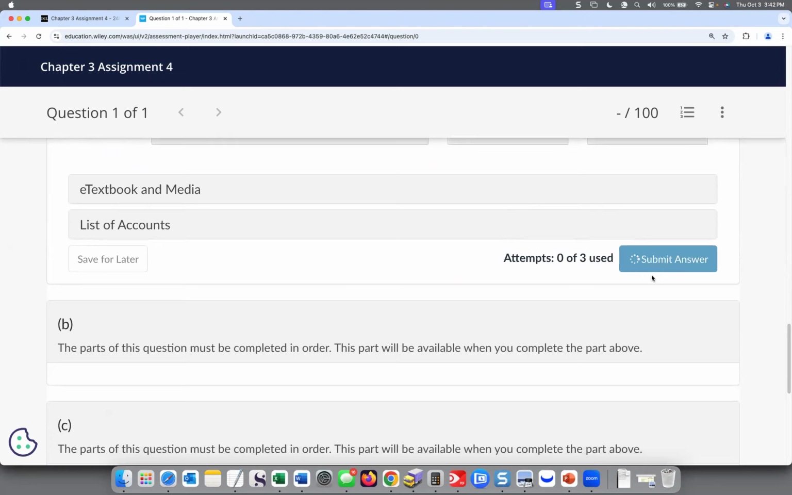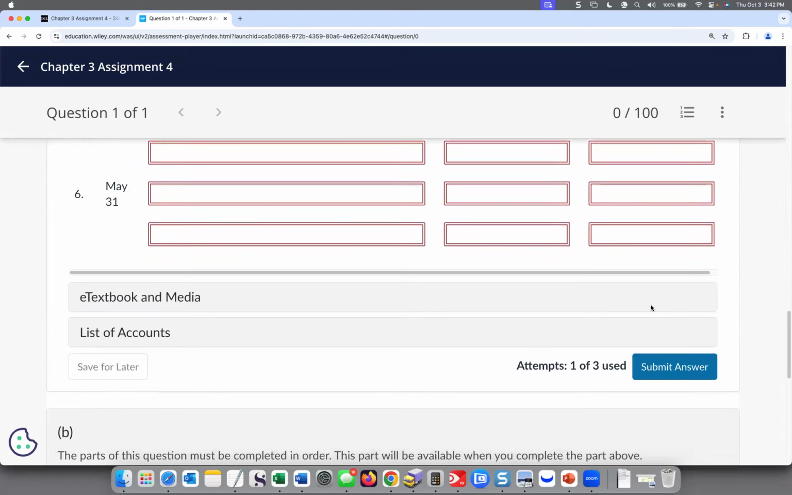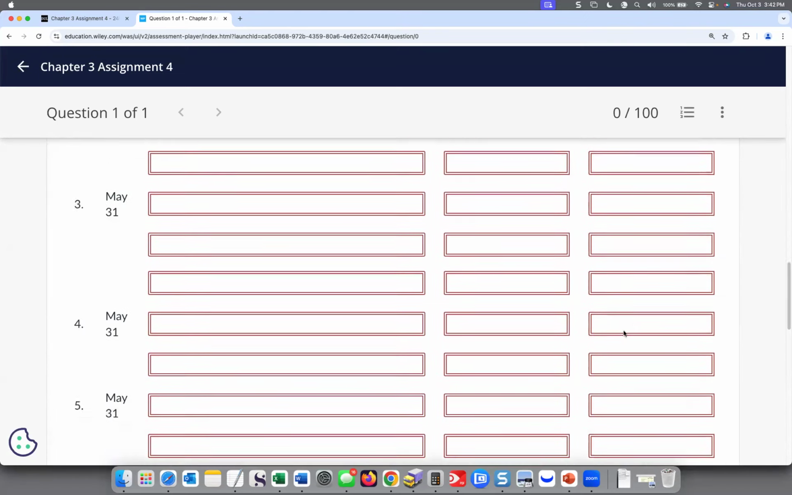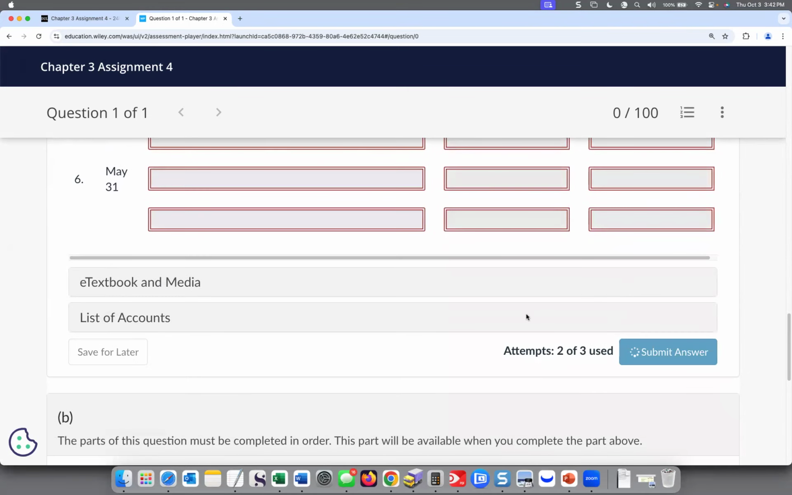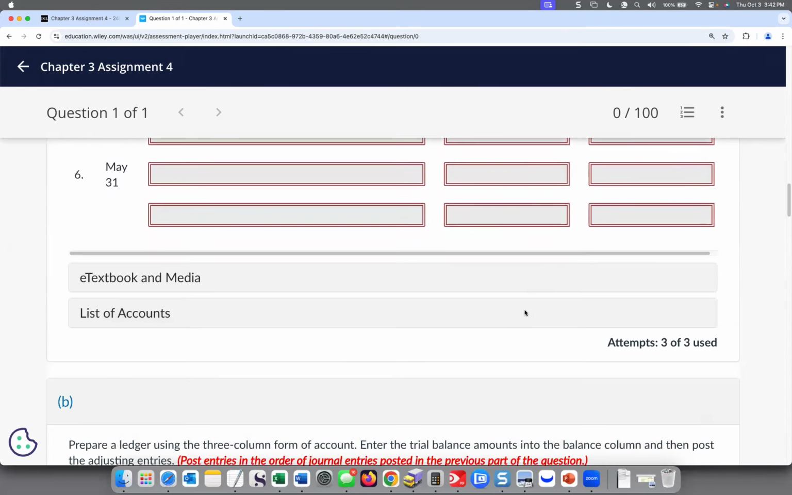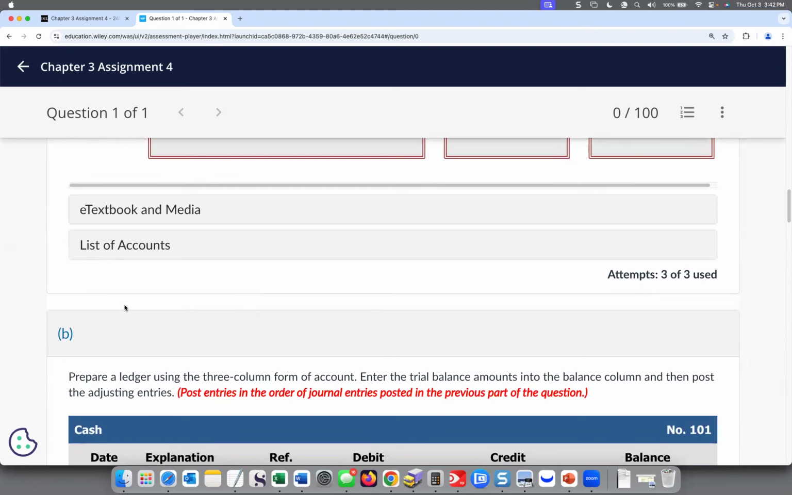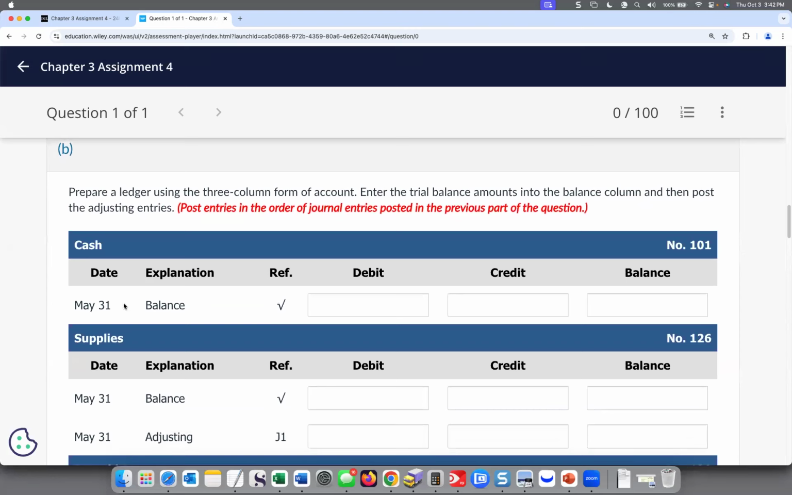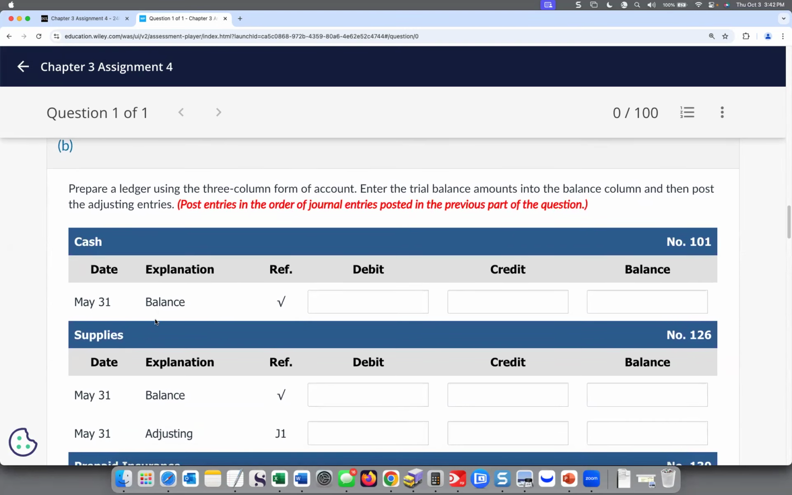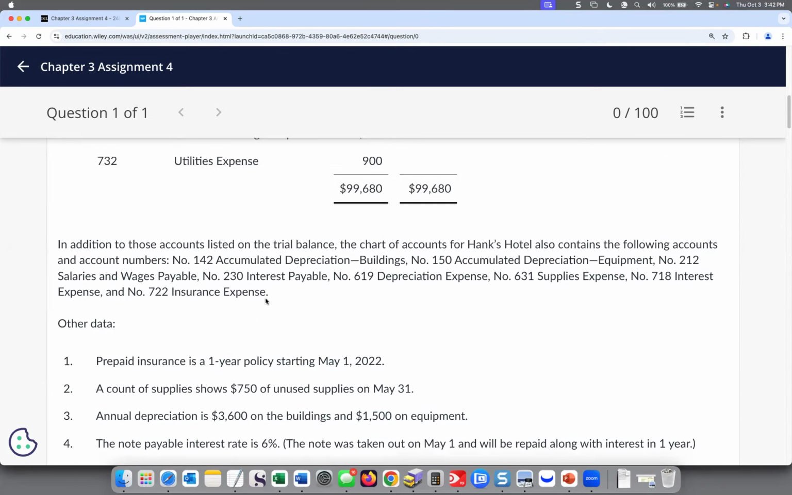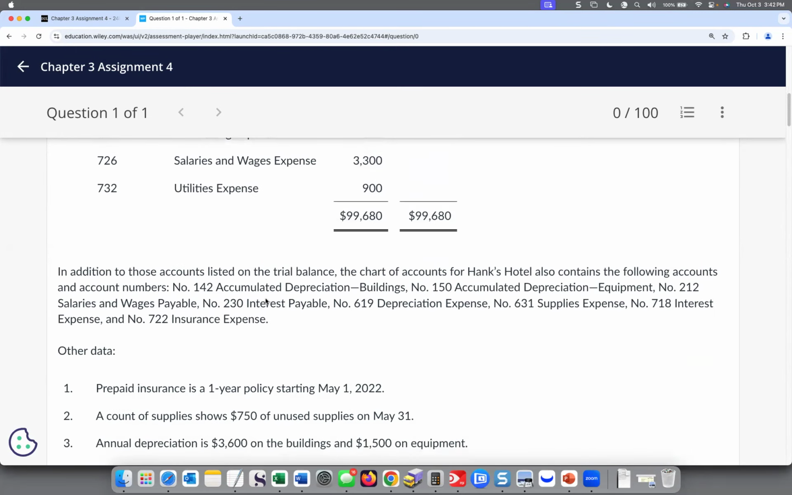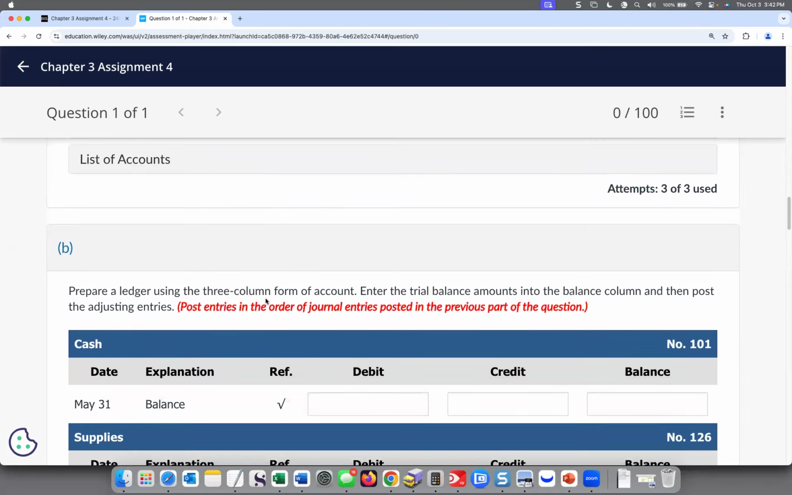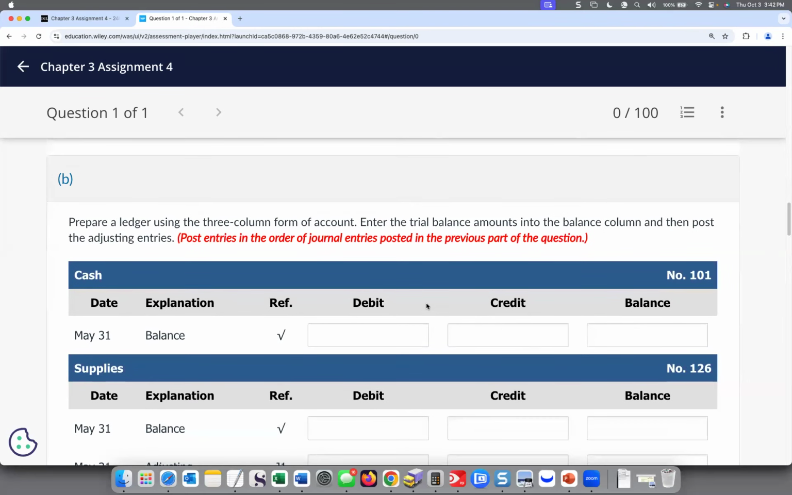So once again, don't do your homework like this. To make B be available, I'm going to use all my attempts, because again, you have to use all your attempts in the first part to get the second part. So in part B, you once again are posting. And remember, if it says balance, you're grabbing the balance from the very top trial balance area. You're going to copy that number down, put it in the balance column. Do not put anything in the debit or credit columns.